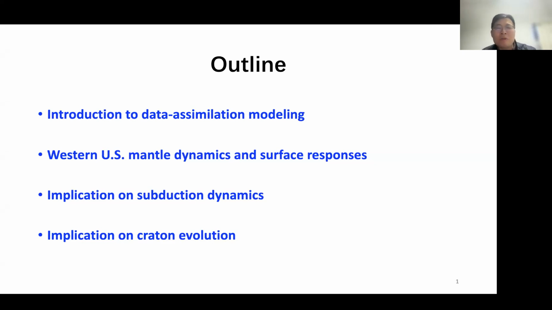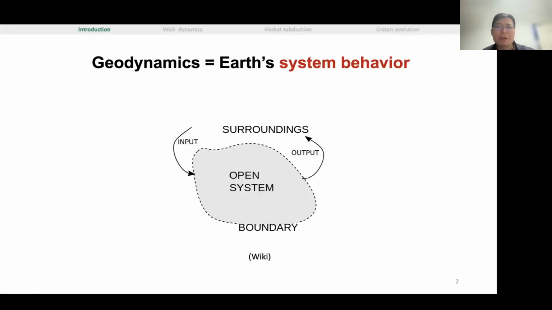Then we will move on to a general discussion about subduction dynamics, especially on a global scale, below other continents, for example. Eventually, I will say something about this line of research, which will shed some new light on the understanding of craton evolution, a relatively new topic. Of course, in the end, I will provide a brief summary.